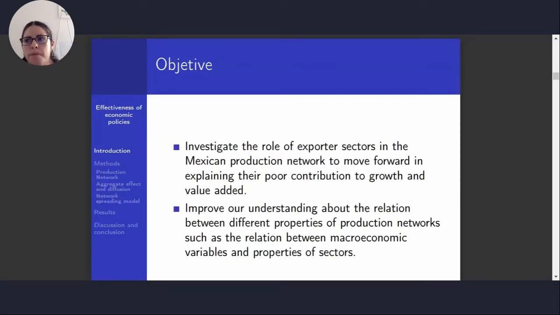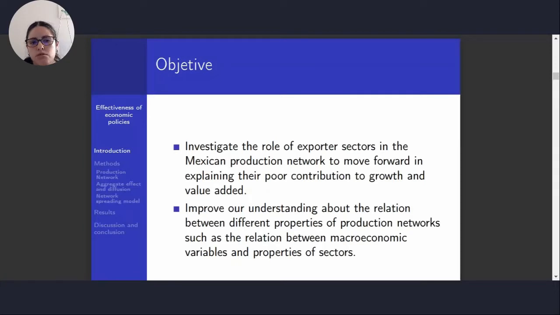Maybe if we can find the role that these sectors have in the network, or the relation that these sectors have with the rest of the economy, we can find some clues that would give relevant information about this strategy, this type of policy. And then this will help us also to improve our understanding about the relation between these properties of the network and some of the macroeconomic barriers, value added, global exports, etc.